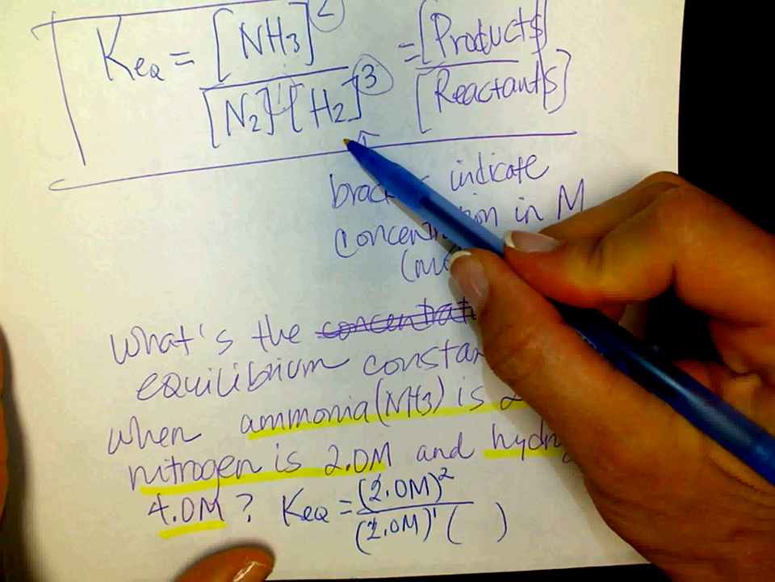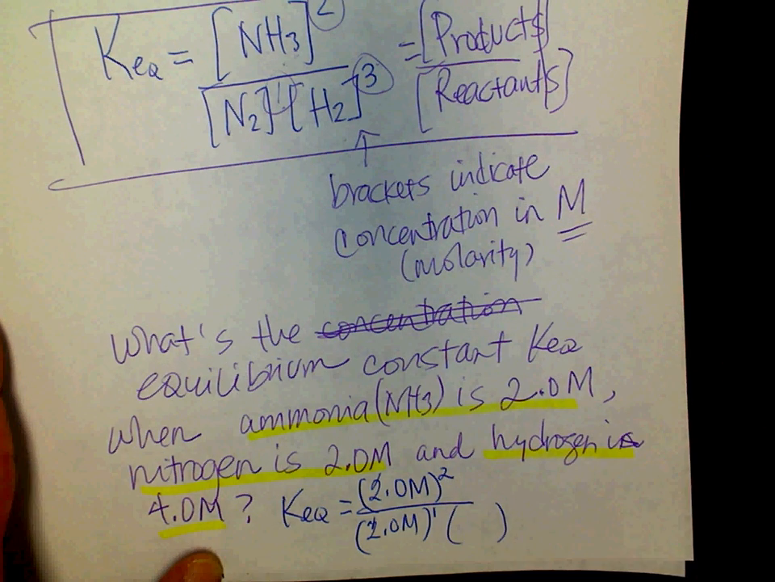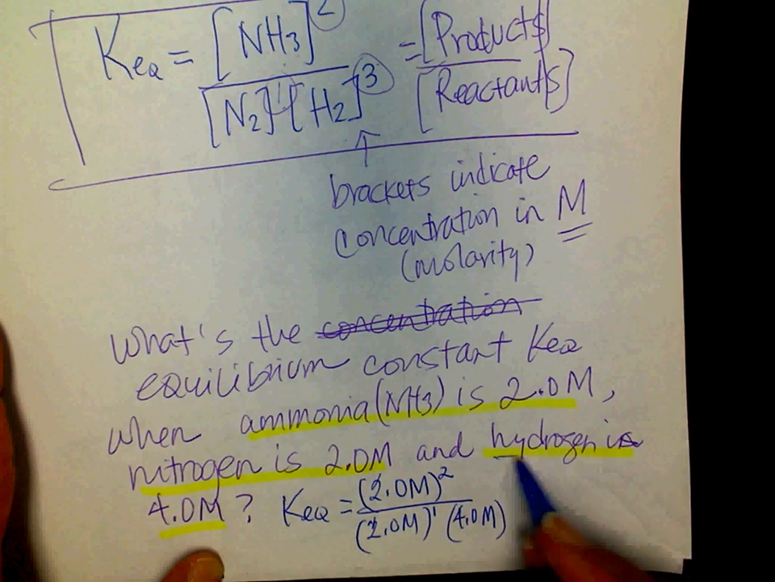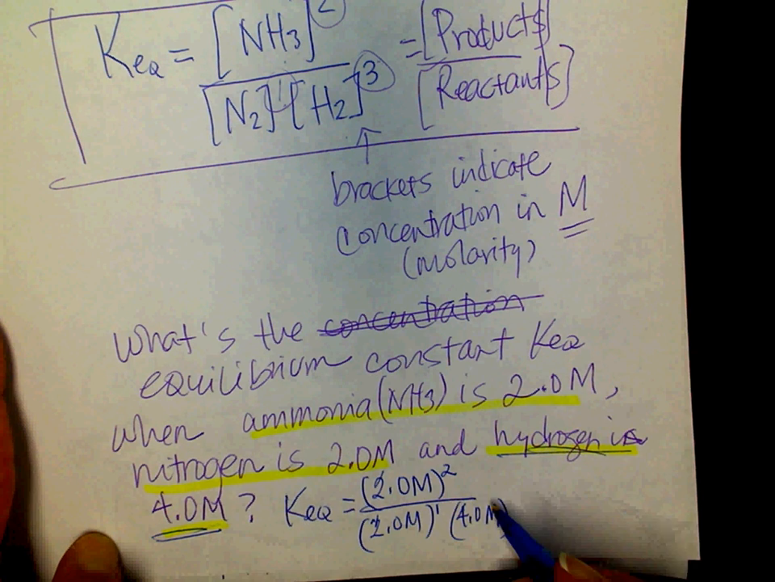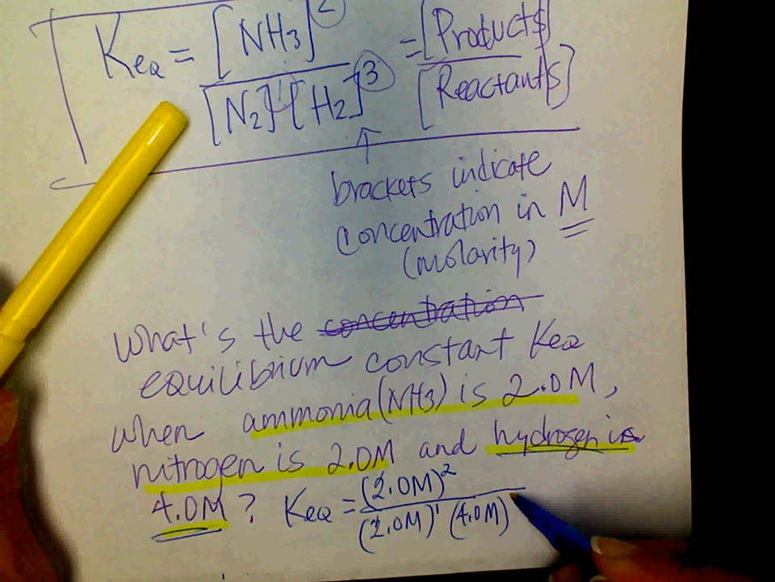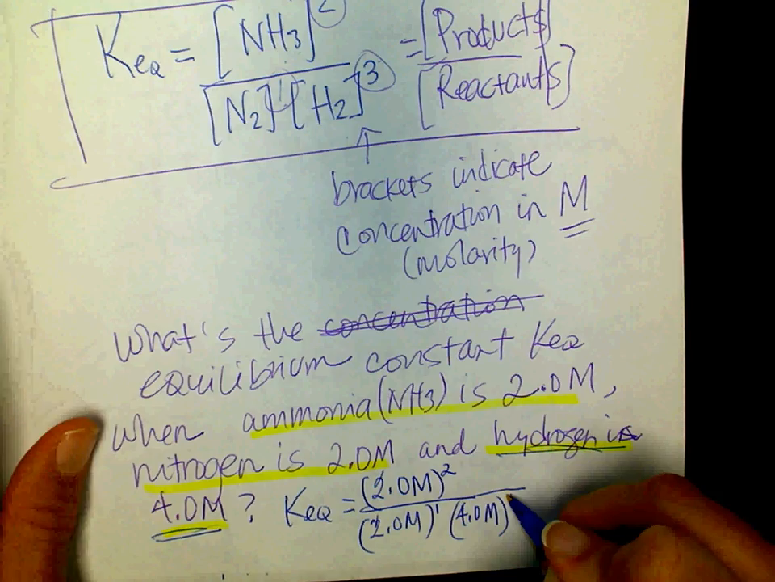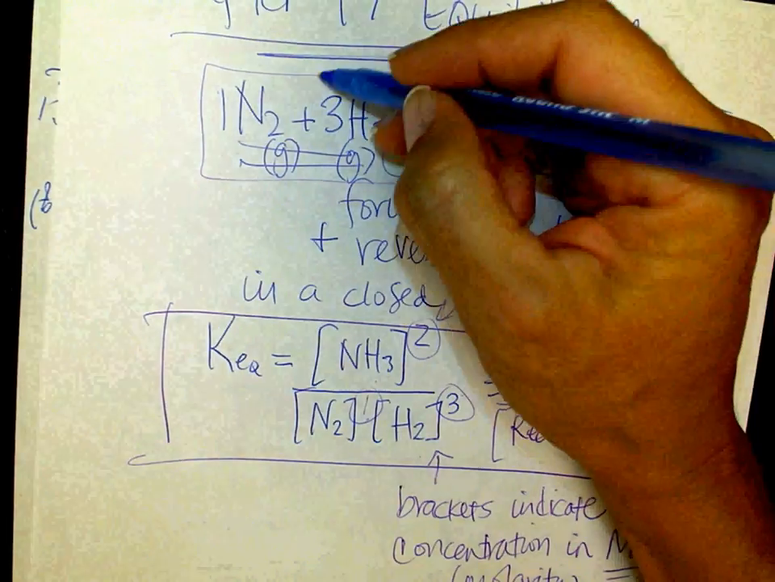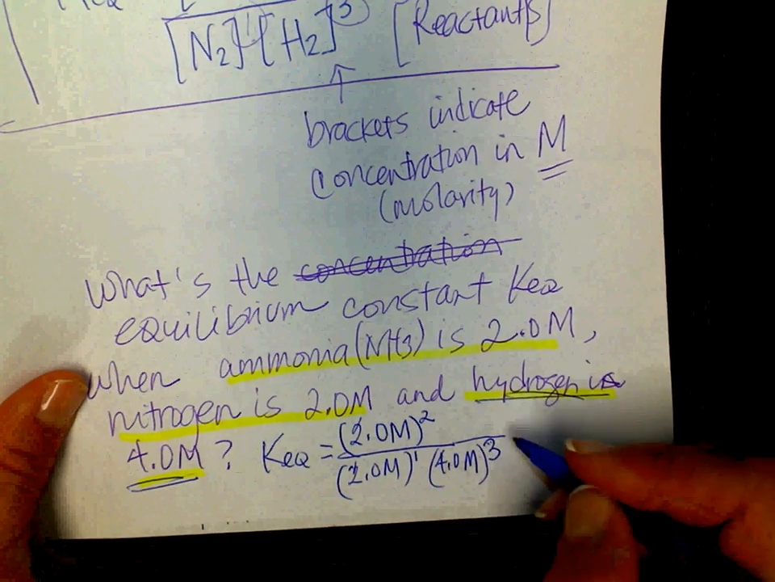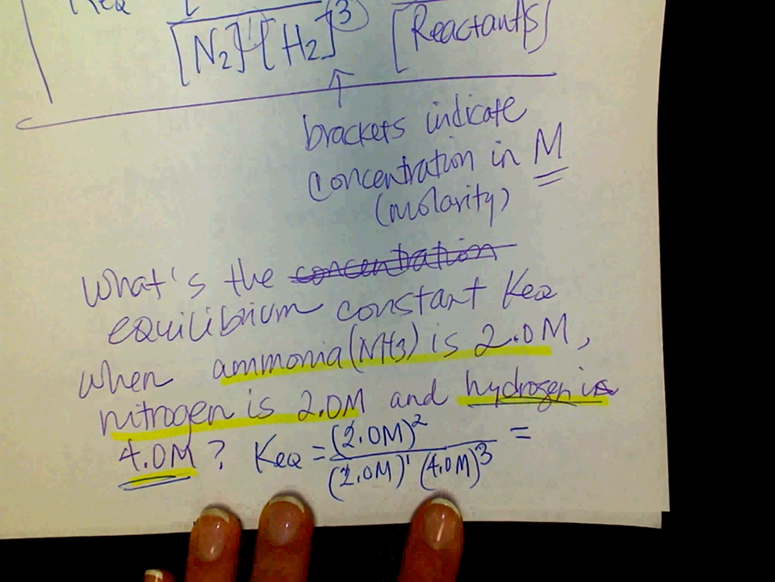Corbin, what is hydrogen going to be? Hydrogen right here is 4 molarity. Now what do I do to this number? I can't just leave it here. Hydrogen's exponent, because of that coefficient, is 3. So I'm just following this. Now, the math should be relatively easy, but we also have to take into consideration our units.